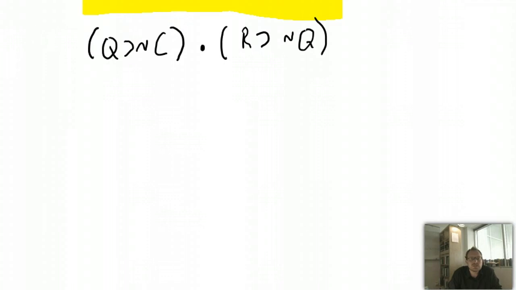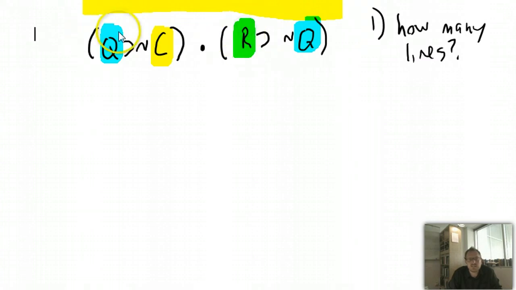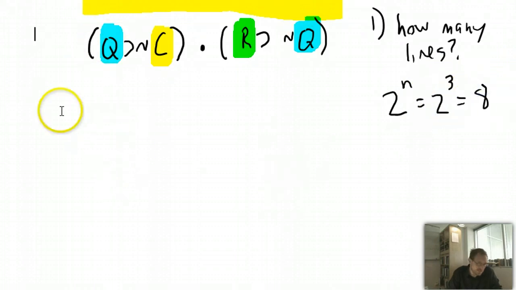Now the first thing you need to do is determine how many lines of the truth table you need to construct. In order to do that, figure out how many unique variables you have. I have a Q, that's the first unique variable. I have a C, and then I have an R, which means I have three different variables. The formula for determining how many lines is 2 to the n, where n signifies the number of unique variables. We have 2 to the third, which is equal to 8, which means these need to be 8 lines long.